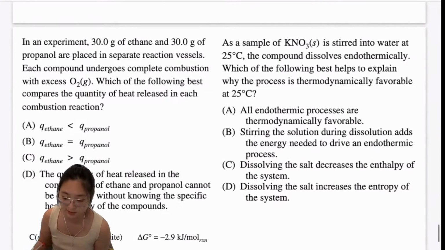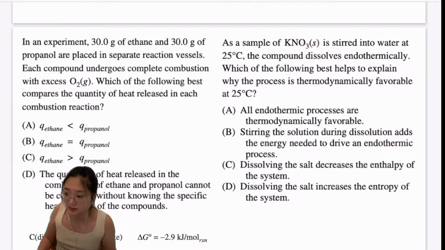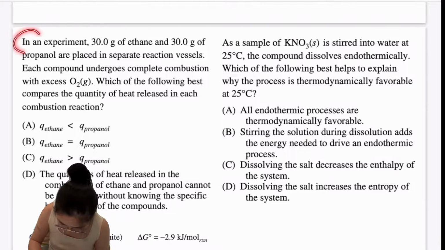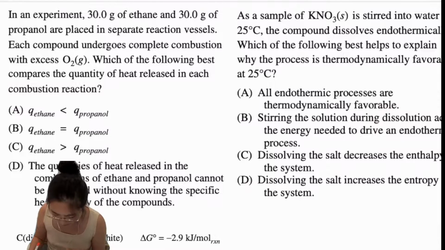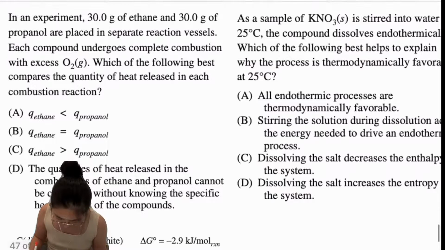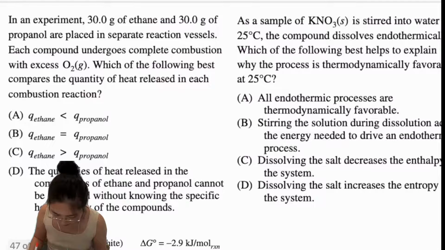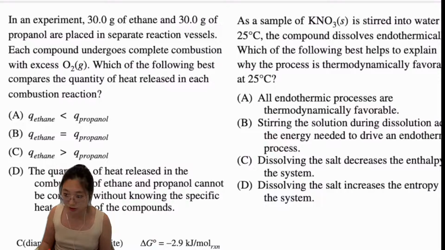Okay, so all of these are from unit 6, and then the Gibbs free energy for unit 9. I haven't included any of the electrochemistry questions yet. So let's take a look at this MCQ question. In an experiment, 30 grams of ethane and 30 grams of propanol are placed in separate reaction vessels. Each compound undergoes complete combustion with excess oxygen. Which of the following best compares the quantity of heat released in each combustion reaction?